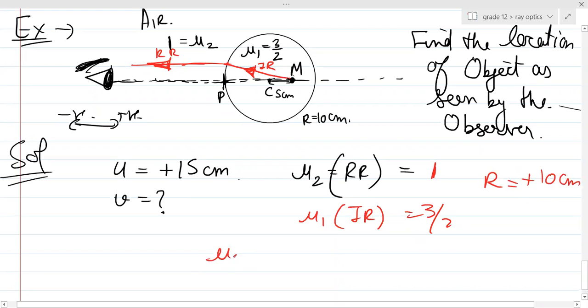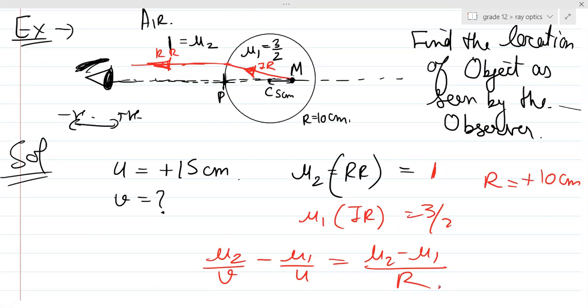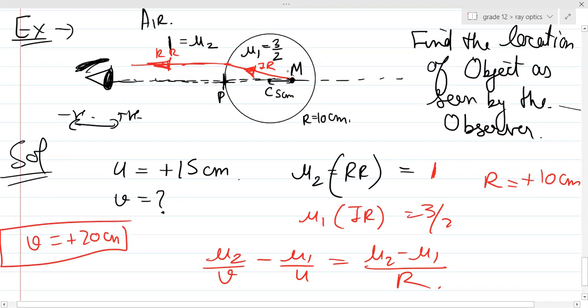Is it clear? It's a question to be worked out. Can I leave it to you guys? The final answer is plus 20 centimeter. So basically the image of this object forms over here, because all the distances are measured from here, right? Yes or no?